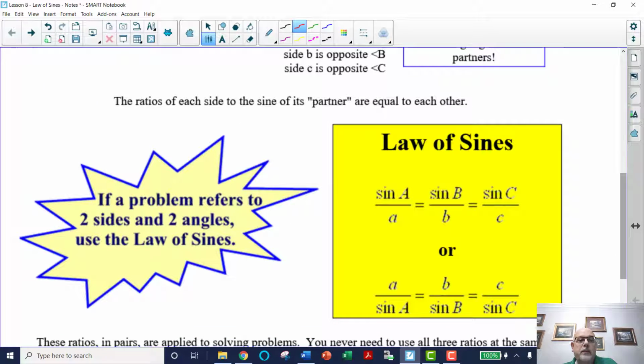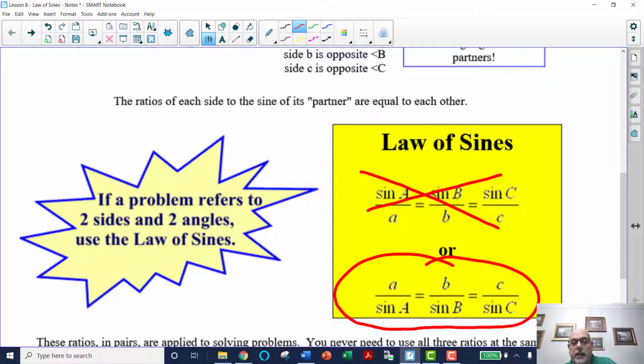Now, if the problem refers to two sides and two angles, it's the law of sines. We're going to, next week or the week after, take a look at something called the law of cosines, with a different set of circumstances. In all of the problems we're doing, I'm going to be writing the proportions that way, okay? Just out of convention. That's usually how you see it, okay?